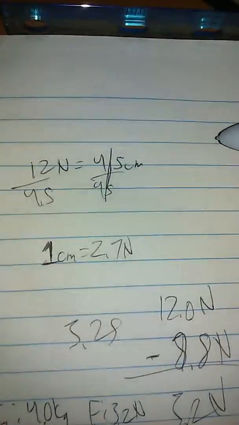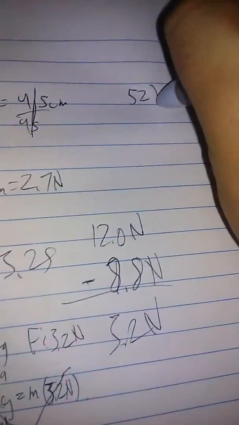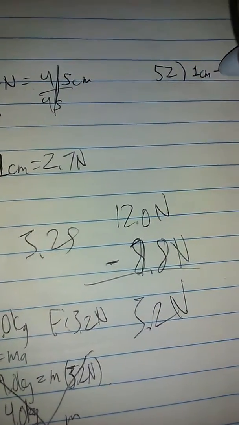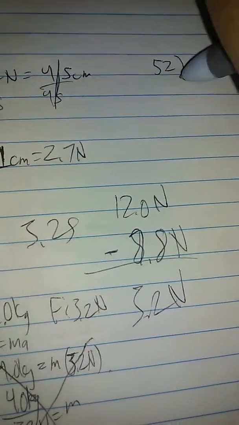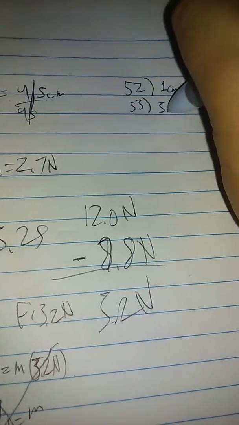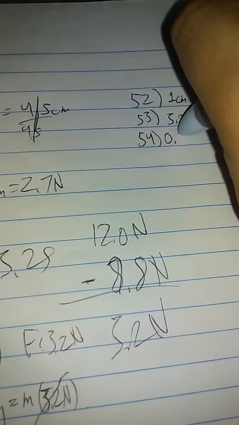So let me write this all over. The answer for 52 is 1 centimeter equals 2.7 newtons. 53 was 3.2 newtons. And 54, 0.8 meters per second squared.